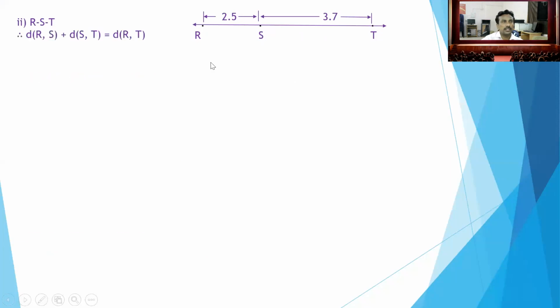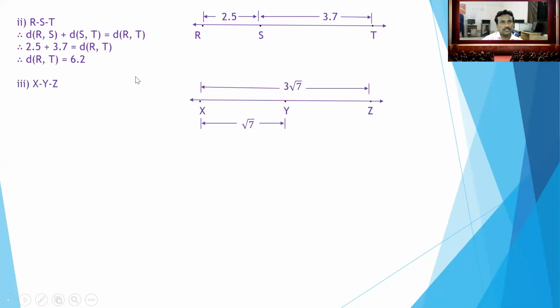Okay. Second example in question number 6 is RST. Means point S lies in between point R and point T. RS is 2.5 and length ST is 3.7. Distance RS plus distance ST is equal to distance RT. Put the values. 2.5 plus 3.7 is equal to distance RT. Therefore, distance RT is equal to 6.2.